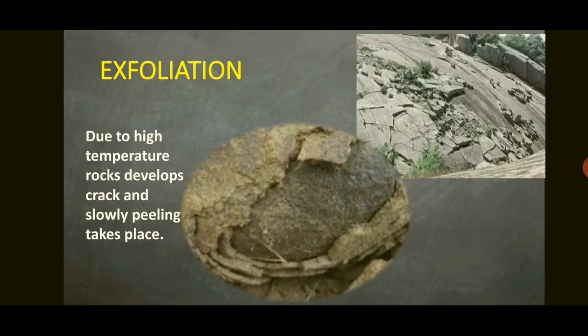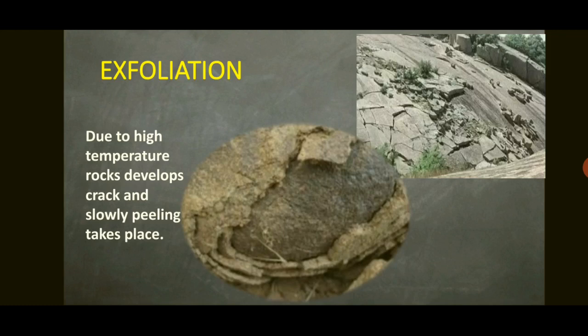This goes on day by day, year after year, and then it starts developing cracks and there is a peel off. Peel off means the layers coming out like an onion. So, it is also known as onion weathering. Slowly the layers come out and then it breaks down into smaller parts. You can see in the picture given here, peels coming out. That is also known as onion peeling.